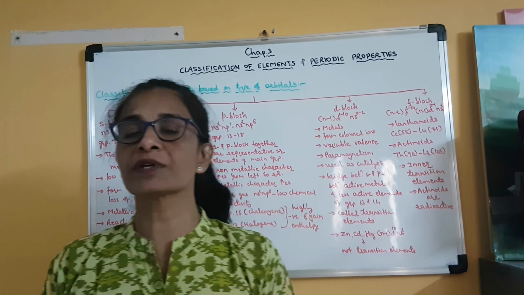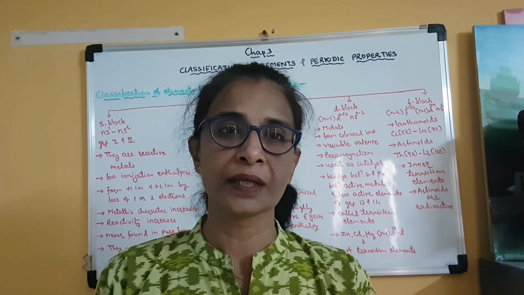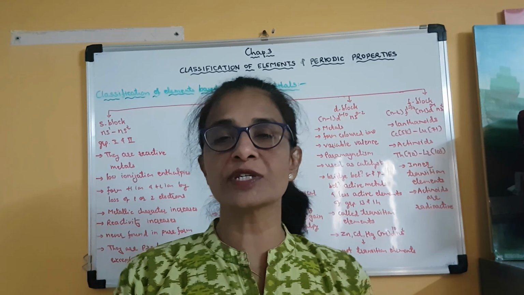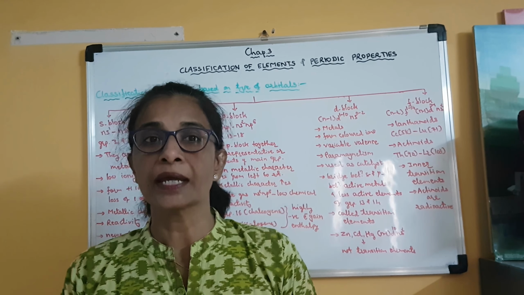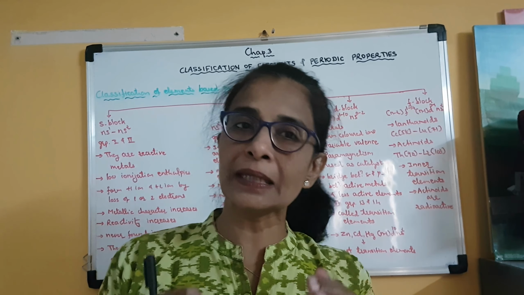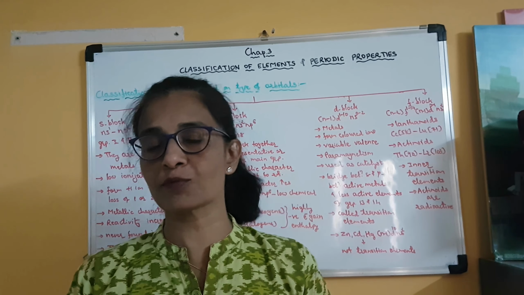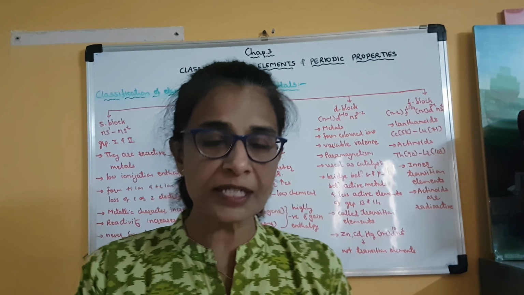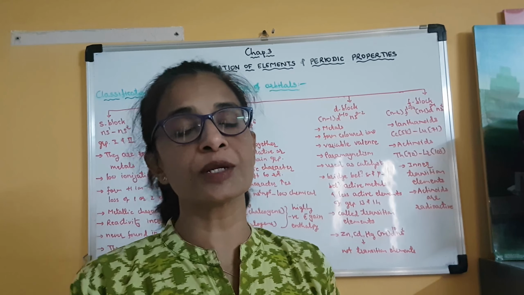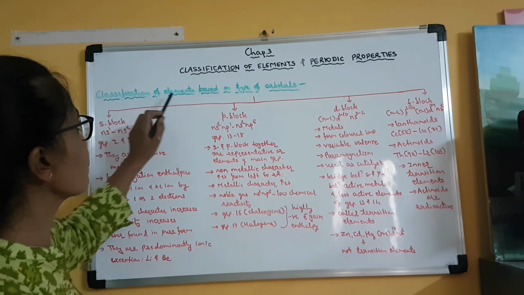In the previous chapter, we have studied 4 different types of orbitals, that is S, P, D and F. Now in all the elements present in the modern periodic table, their last electron is present not only in the same type of orbital, but in 4 different types of orbitals. So based on the type of orbital, how are these elements classified in the modern periodic table? That is what we are going to discuss today: classification of elements based on types of orbitals.